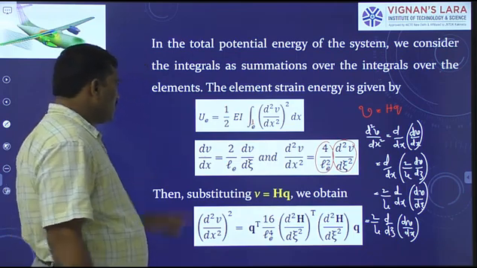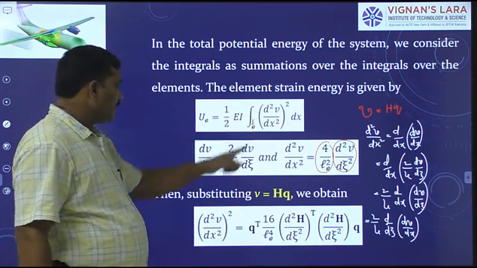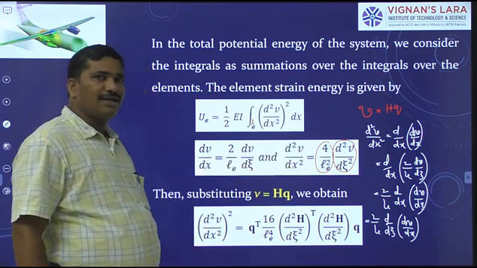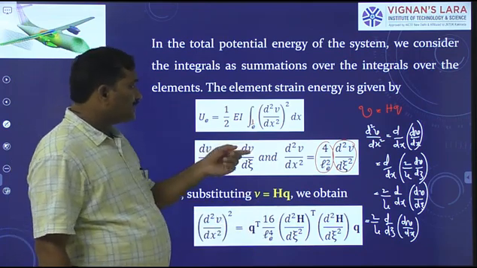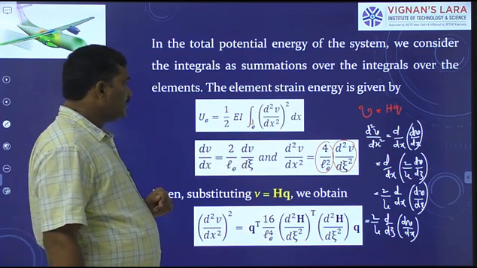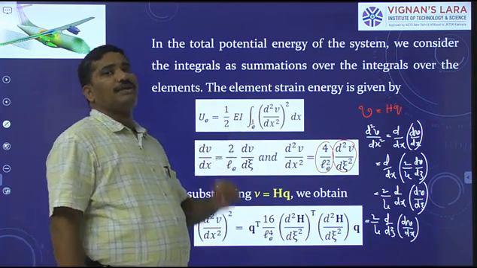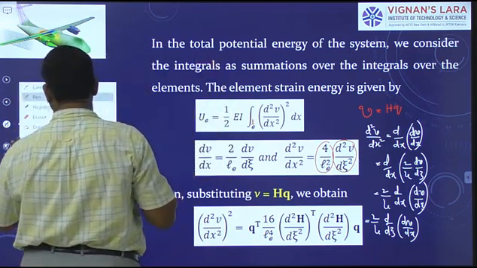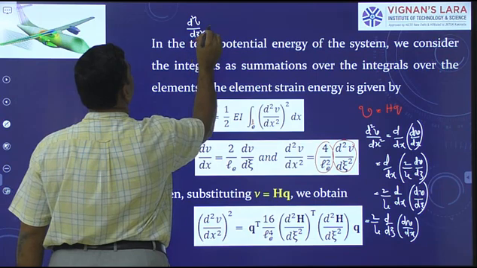Then what you get? d square V by dx square whole square equals, now 4 by LE square whole square, 16 by LE to the power of 4 into d square V by dj square. Right? Okay, now d square V by dj square we have to evaluate now. How? Let us see.